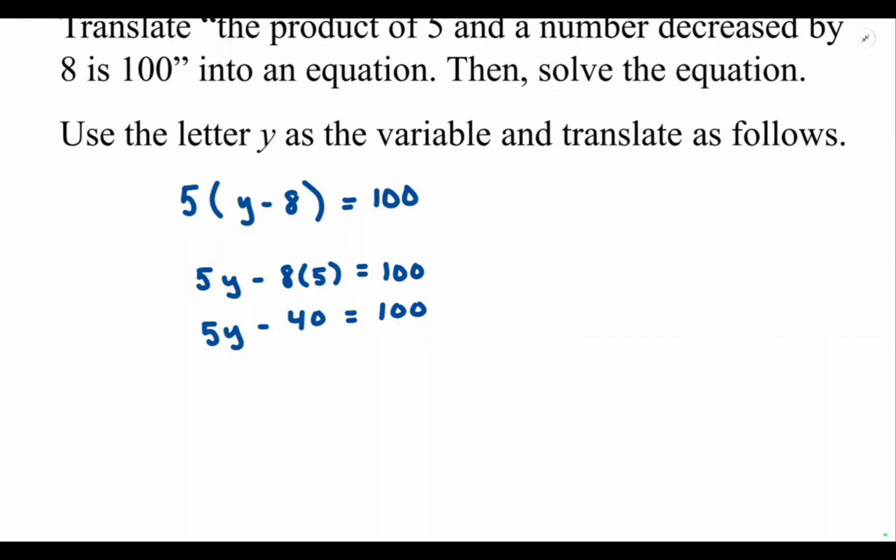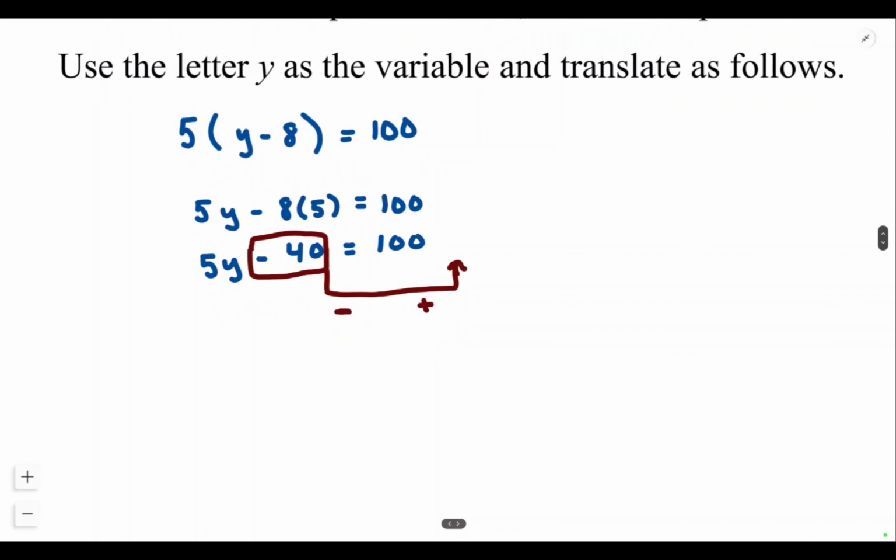is equal to 100. This is where you start the process of moving this over to the right. So the next thing we're going to do is take 40 and add it to the other side. I'm talking about all of this, we're going to move it over here. So we're going from negative to what? Positive. So instead of doing subtraction, we're going to do addition. So once I move it, I'm going to have 5y is equal to 100 plus 40. So this would be 5y is equal to 140.